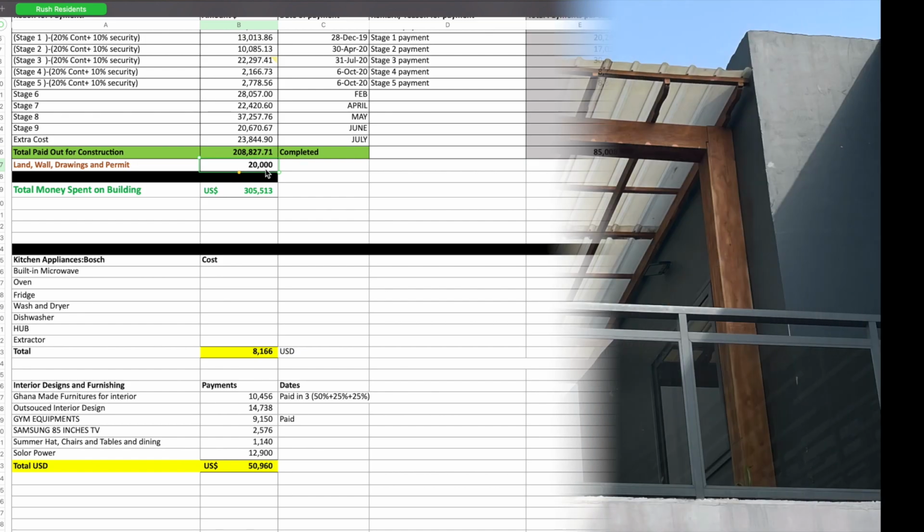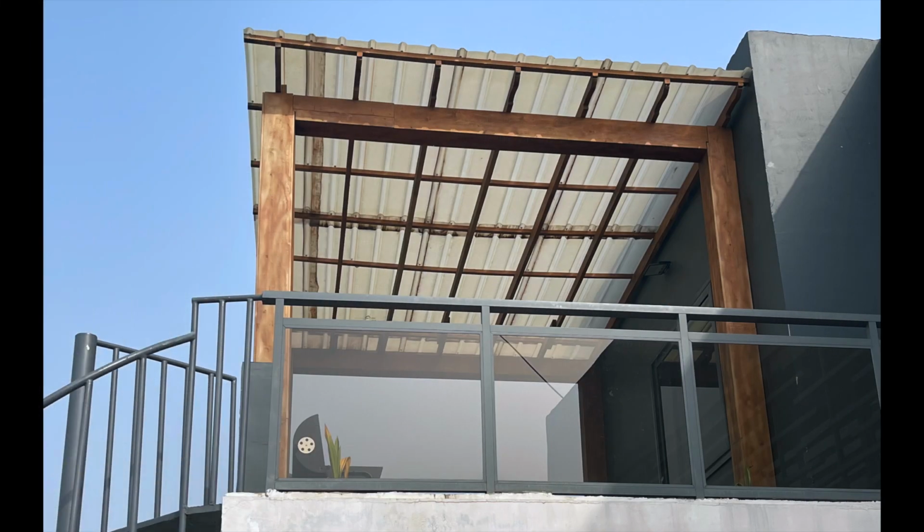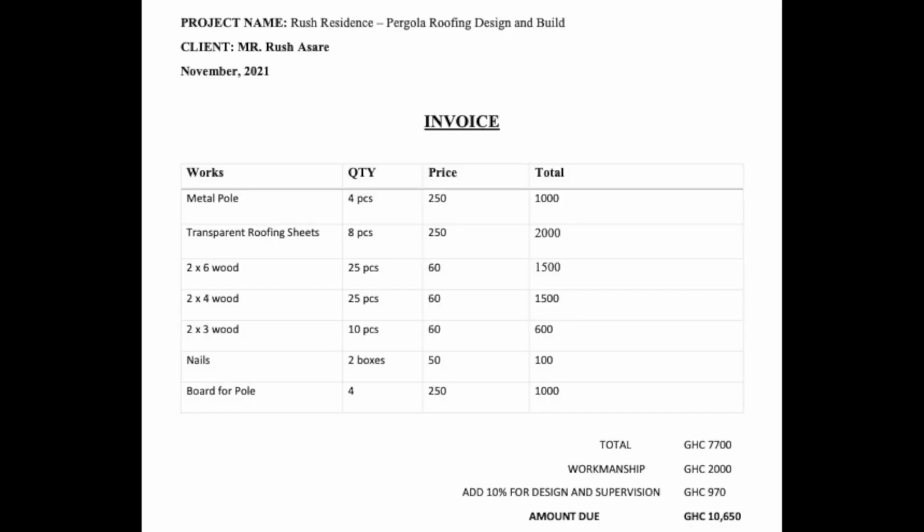So it's all relative. Once you finish building, there's always something you want to add to the picture. The pergola was not part of the actual project, but it came in later, and that was an additional cost of 10,650 Ghana cedis, and I believe the exchange rate was about 5.8 at the time. So if we do the math to bring it back to dollars, we would get $1,836.